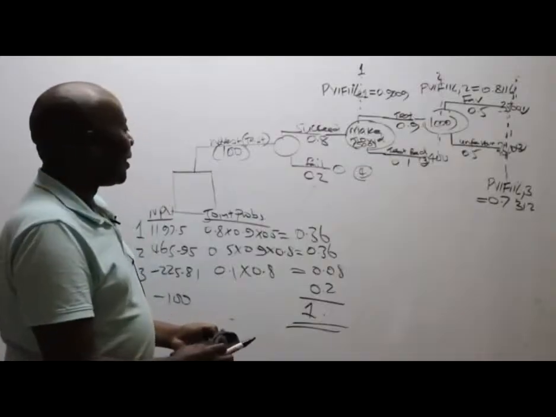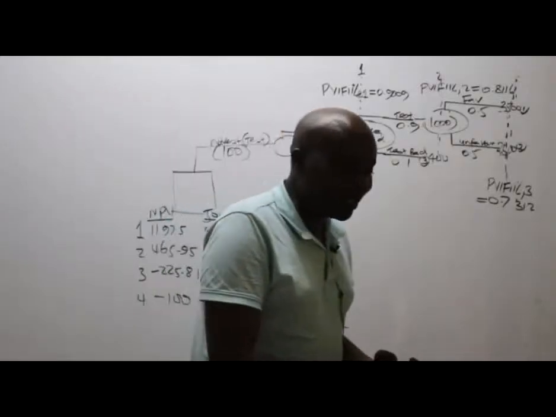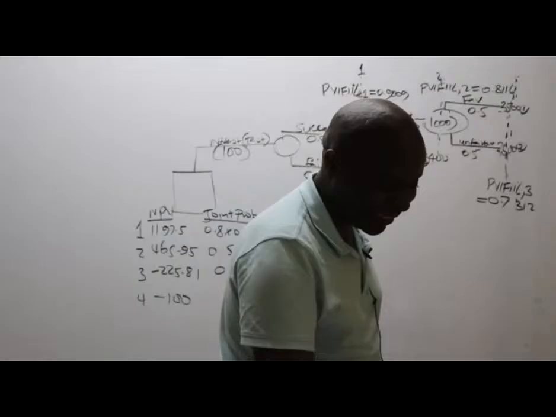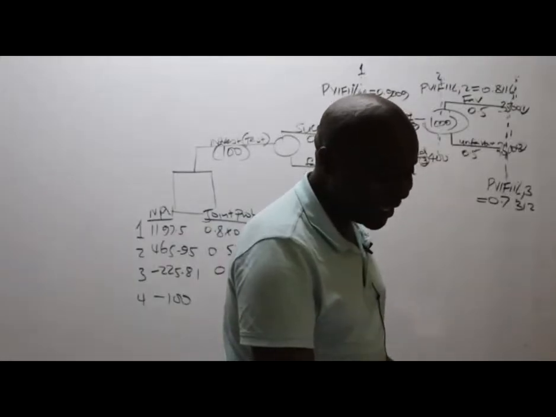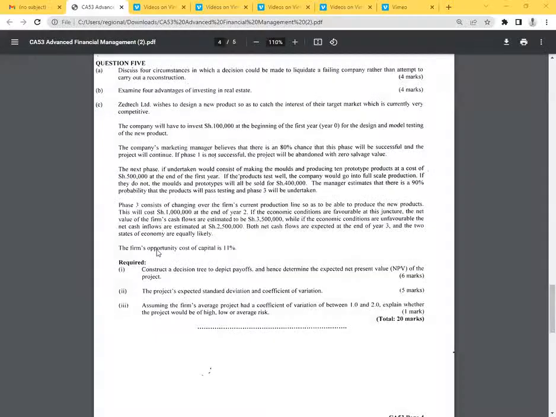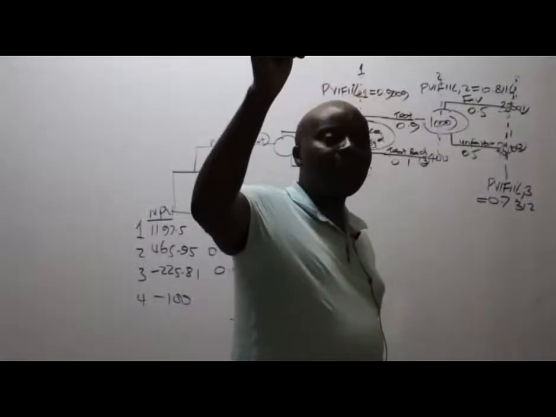Here it is 1. Ladies and gentlemen, please look at the question. It's a heart attack or a shark attack. They wanted us to construct a decision tree to depict payoffs that we have done and hence determine the expected net present value of the project. So expected net present value of the project is what that good lady started by telling us up there.